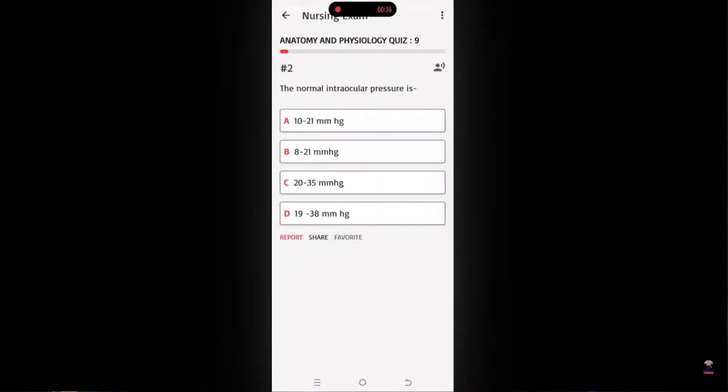The normal intraocular pressure is A. 10 to 21 mmHg, B. 8 to 21 mmHg, C. 20 to 35 mmHg, D. 19 to 38 mmHg. Correct answer. Normal intraocular pressure is 10 to 21 mmHg.